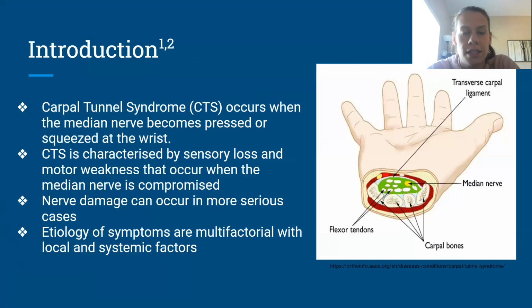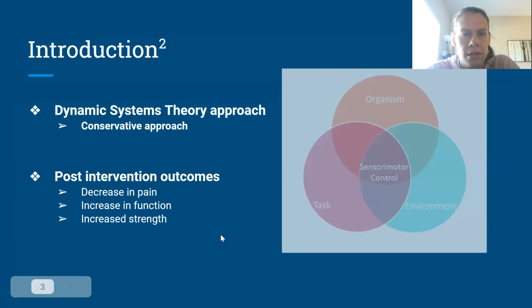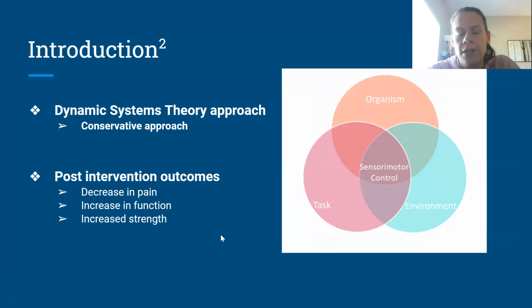The etiology of the symptoms is multifocal with local and systemic factors, and Riley will get more into the pathology of it in a second. So we're going to use a dynamic system theory approach, and we're using a conservative approach as well with that. So we're trying to avoid surgery. And post-intervention, we're hoping to decrease pain, increase function, and increase strength.